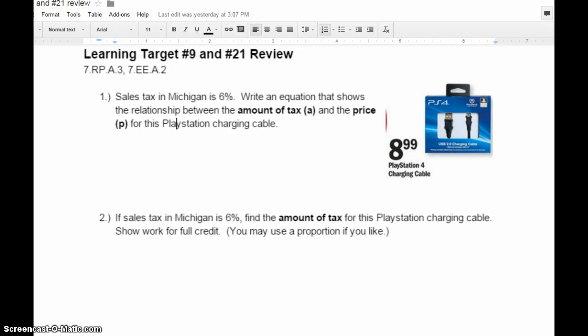Alright, here's our review for tomorrow's quiz over percentages and writing equations for percentages. For number one, I ask you for the amount of tax equation. Since I ask you to write an equation that shows the relationship, I'm asking you for the equation. So you start with the amount of tax equation: A equals T times P.